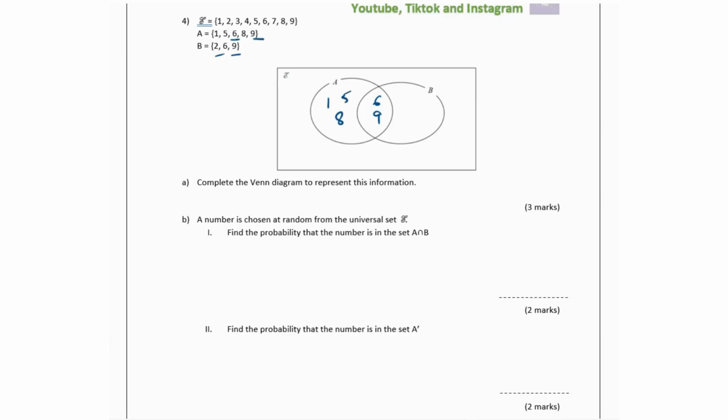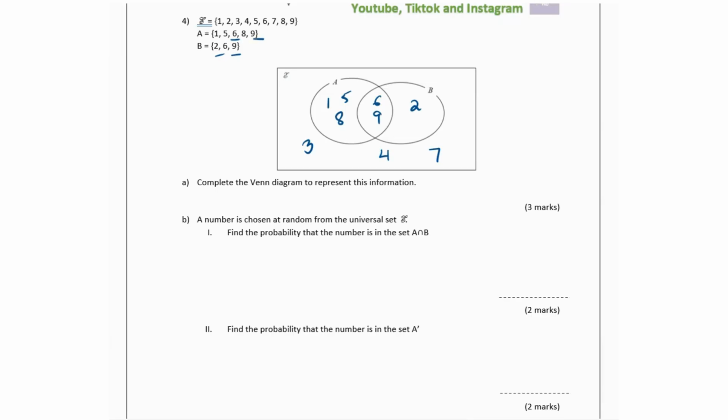For B, we have 2. Now, whatever is left in the universal set comes outside the circles. So we have 3, 4, 7, and that is it, because 1, 2, 5, 6, 8, 9 are inside. So this is your complete Venn diagram.